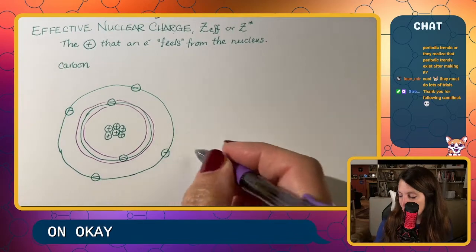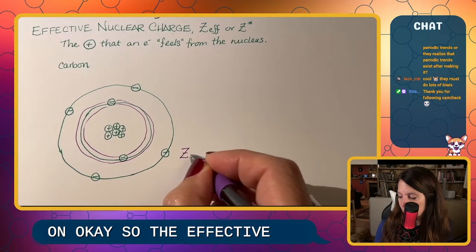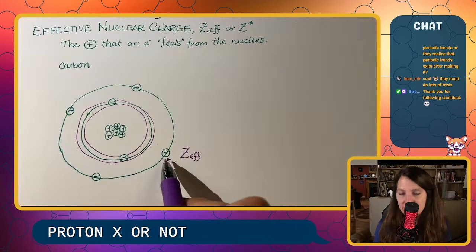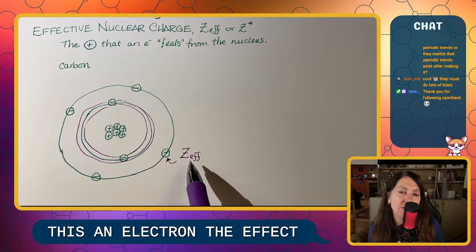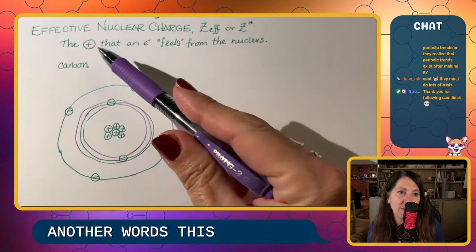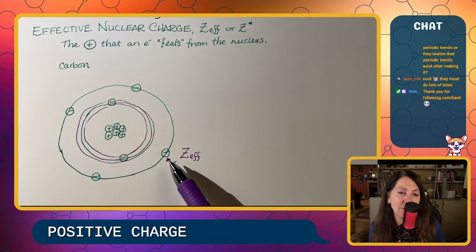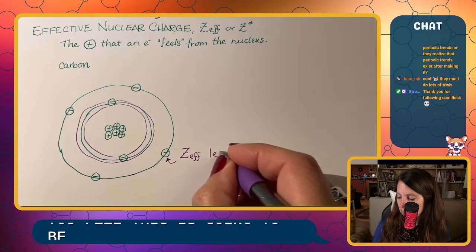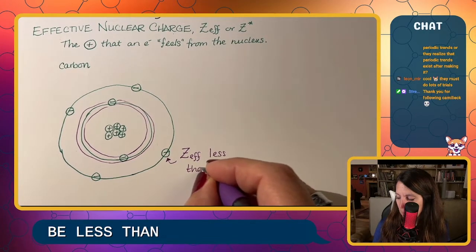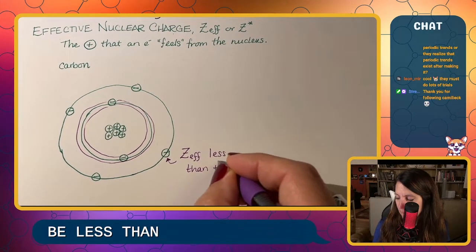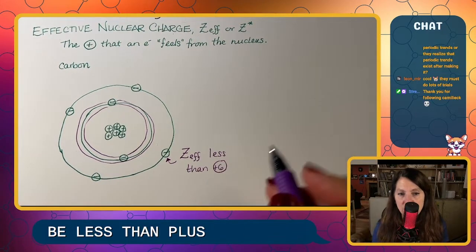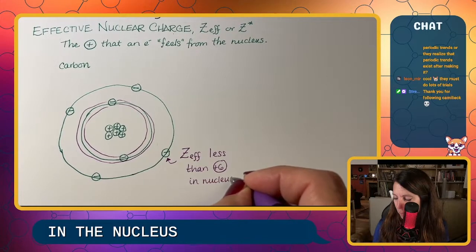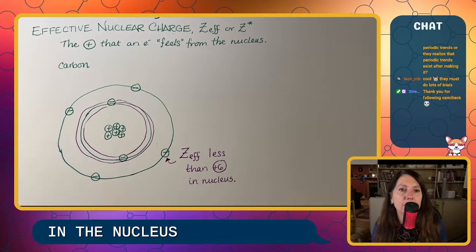So the effective nuclear charge, or in other words, the positive charge from the nucleus that this electron feels, is going to be less than that +6 charge in the nucleus.